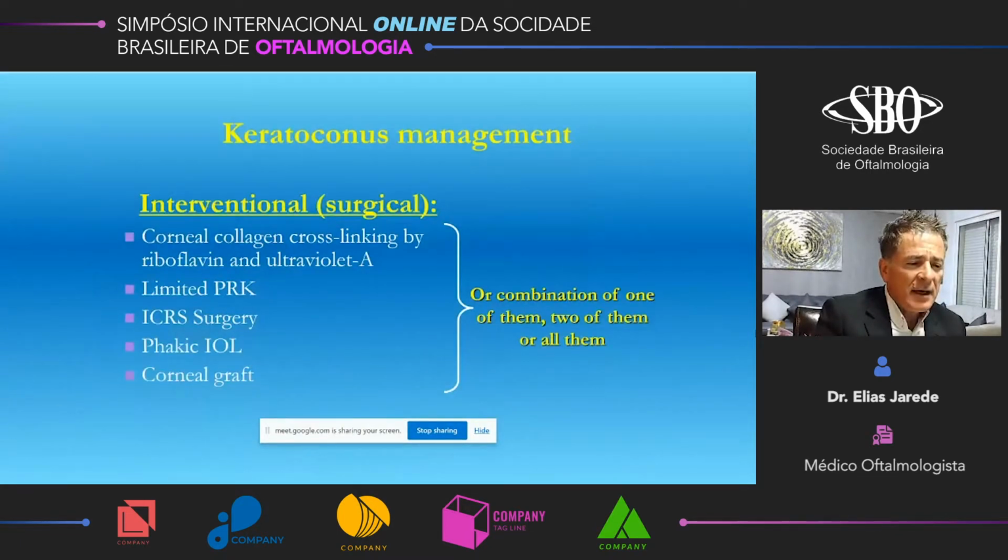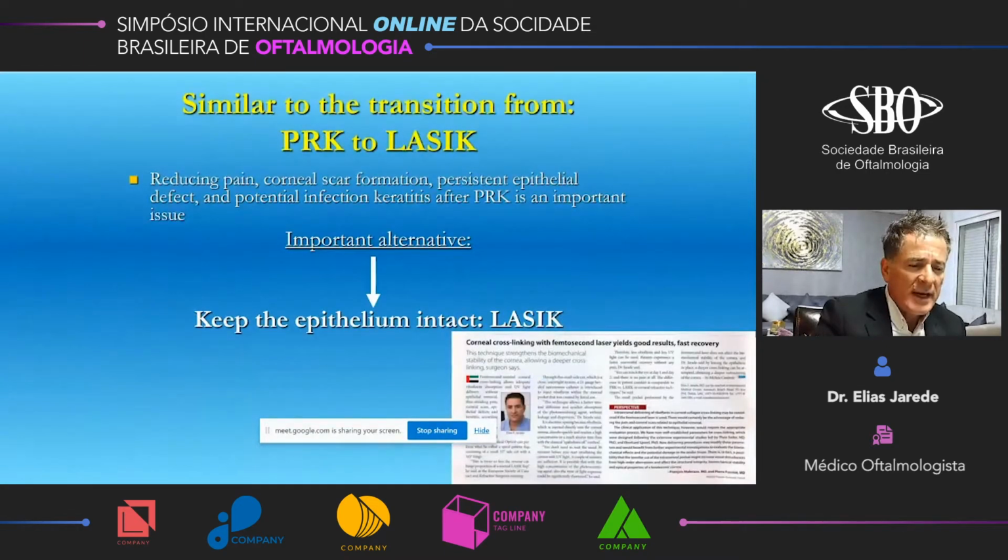Well, taking the interventional part: cross-linking, PRK, ring, phakic IOL, and corneal graft in keratoconus. What we do as unconventional, first, we like to mention cross-linking using the femtosecond IntraLase to create a pocket in the cornea and then injecting the riboflavin directly inside the stroma and doing the UV light.